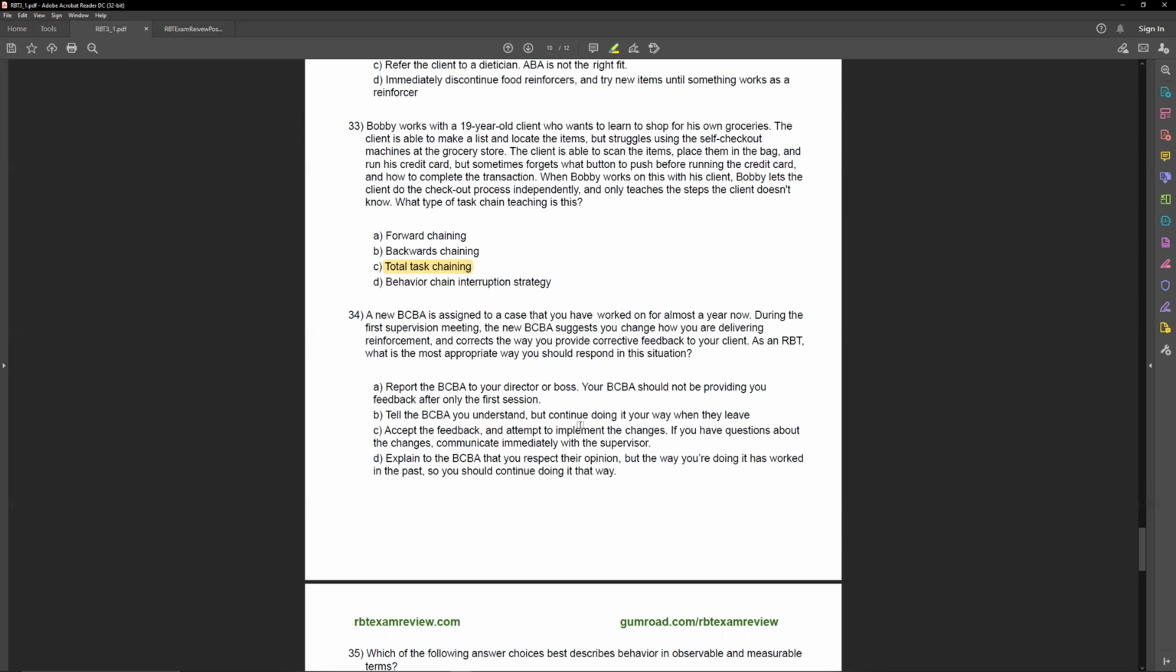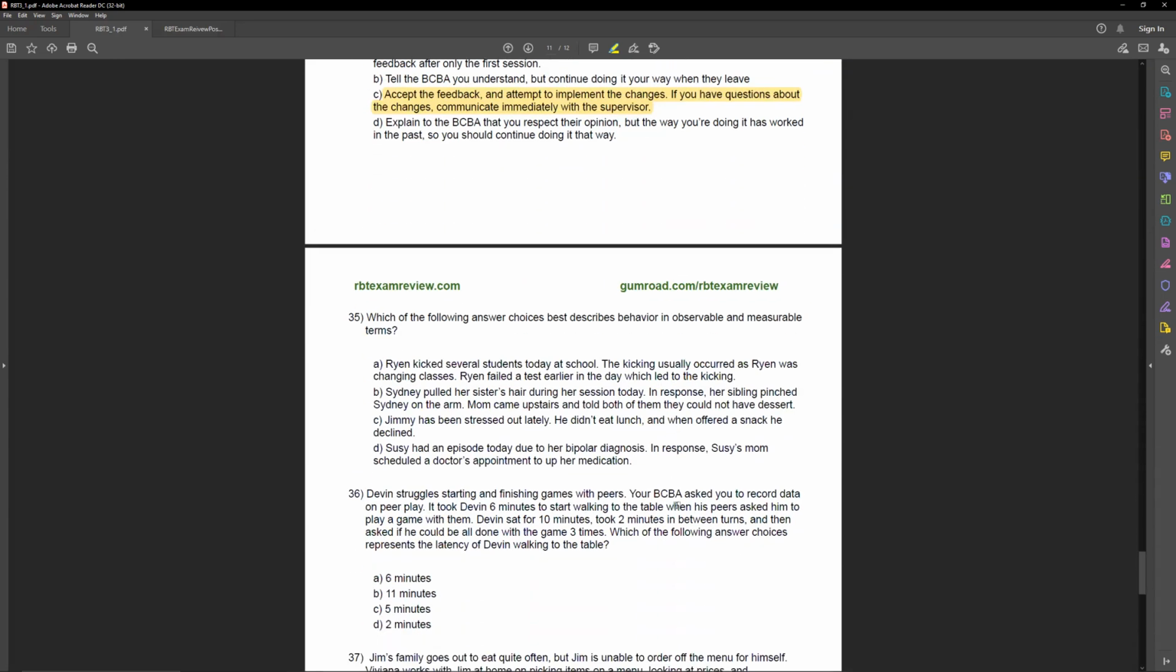Because it's not the RBT's role to decide how to implement. It's your role to implement the procedure. So asking questions and communicating is good, but telling them you're going to do it a certain way is incorrect. So the best answer here is C, accept the feedback, attempt to implement changes. If you have questions, communicate immediately with the supervisor. So we're responding to feedback appropriately and communicating effectively with your supervisor in an ongoing manner. Again, why it's important to know your task list, because C is two items pulled straight from your task list.